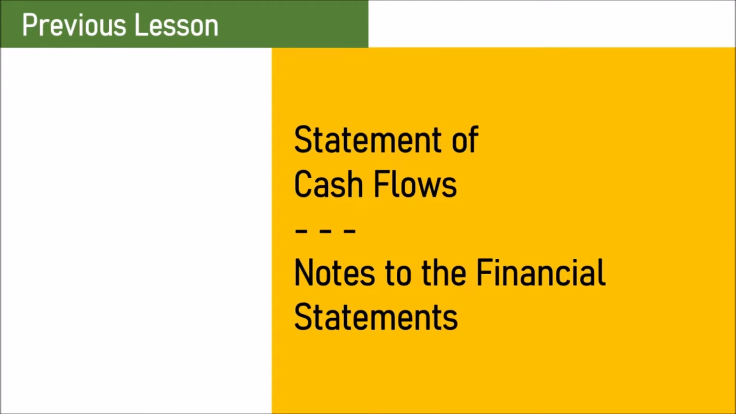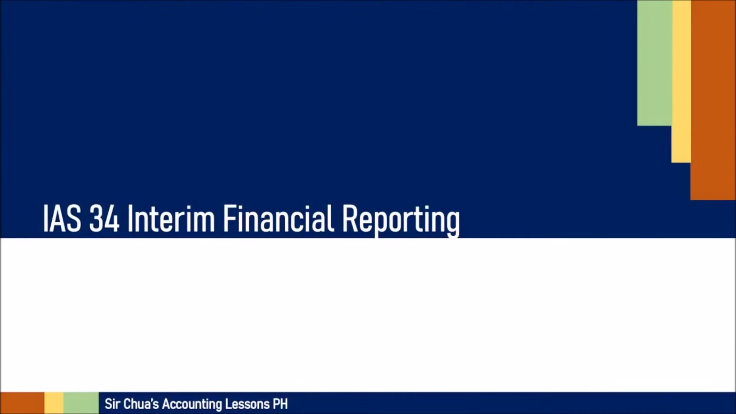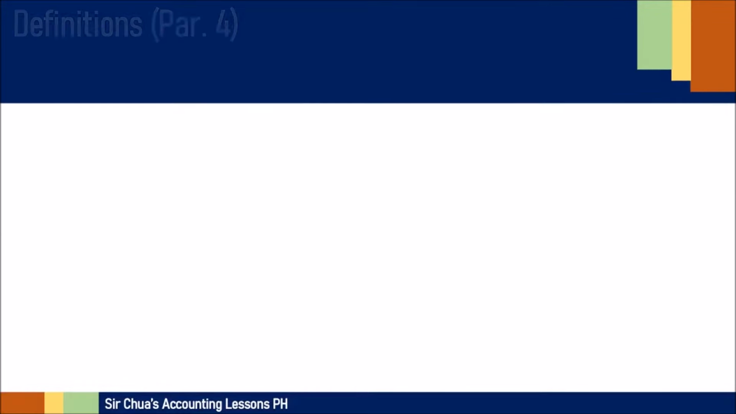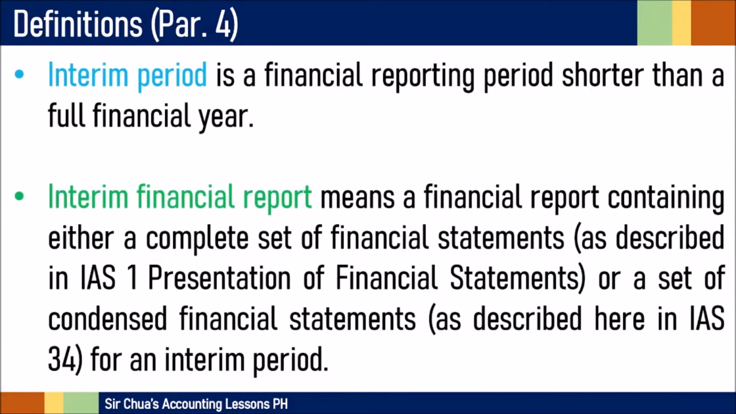And let's start. Let's first discuss IAS 34, Interim Financial Reporting. According to paragraph 4 of the standard, an interim period is a financial reporting period shorter than a full financial year. So if we consider the calendar year, when you prepare financial reports covering less than 1 year, that is called an interim period. The reports you prepare for that interim period are called the interim financial report.